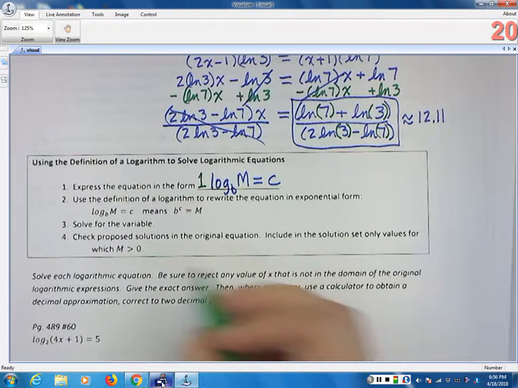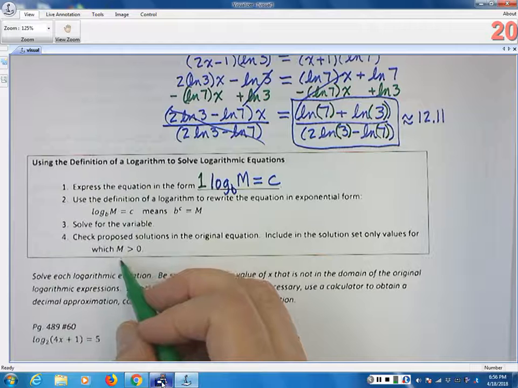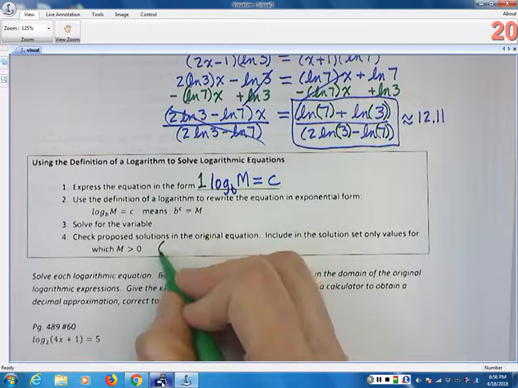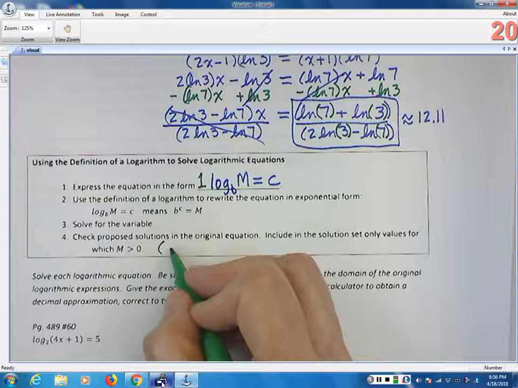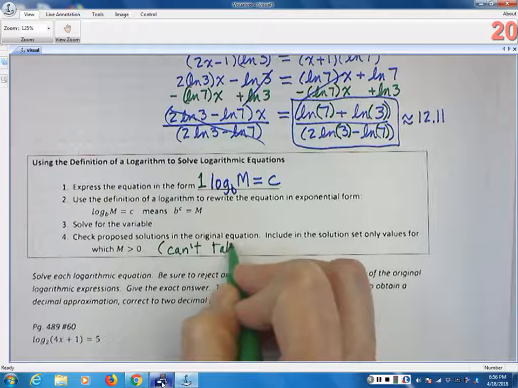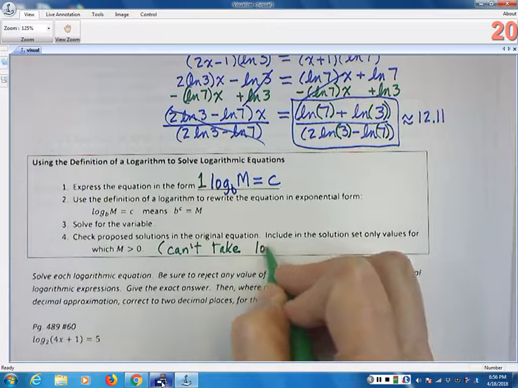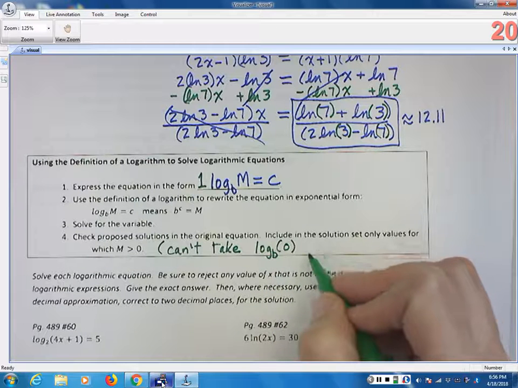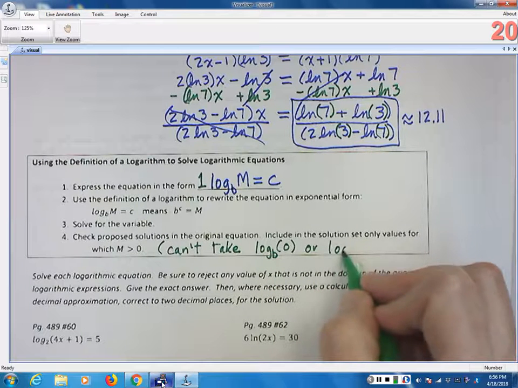Make sure that the domain's okay, but I say you can remember that you can't take log of 0, no matter what the base, or log of negative numbers.